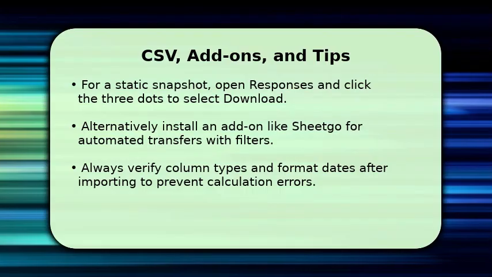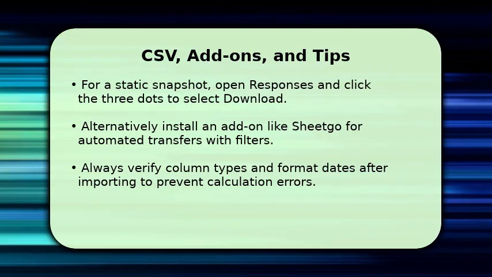For a static snapshot, open Responses and click the 3 dots to select Download. Choose CSV and save the file to your computer in a familiar folder. Open Excel and use File Open or Data from Text to import CSV files correctly.